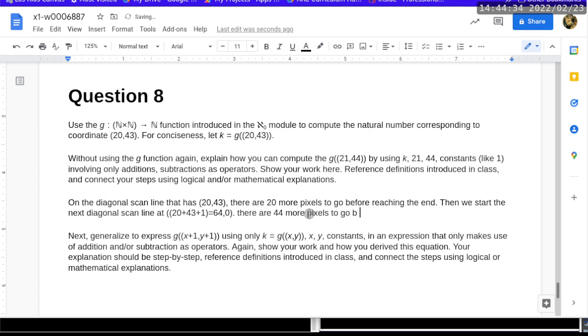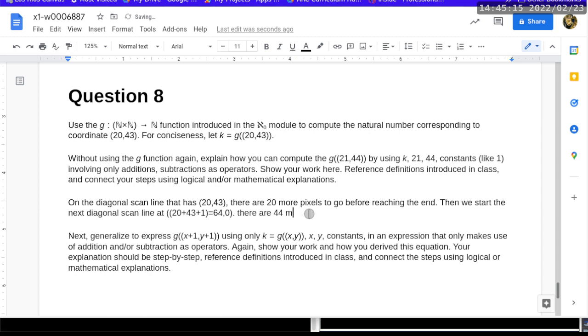So now we say there are 44 more pixels to go before reaching 2144. Oh, we are actually adding one this way and adding one this way. Yep, okay. So I am confusing myself here. There are actually two scan lines in between. All right, so that's okay.